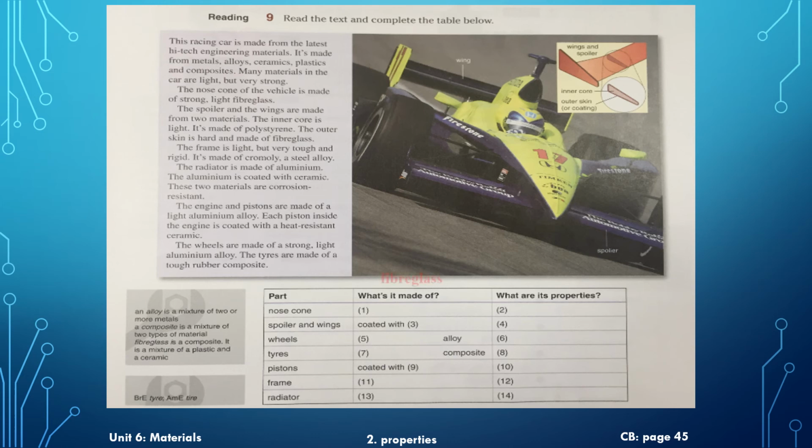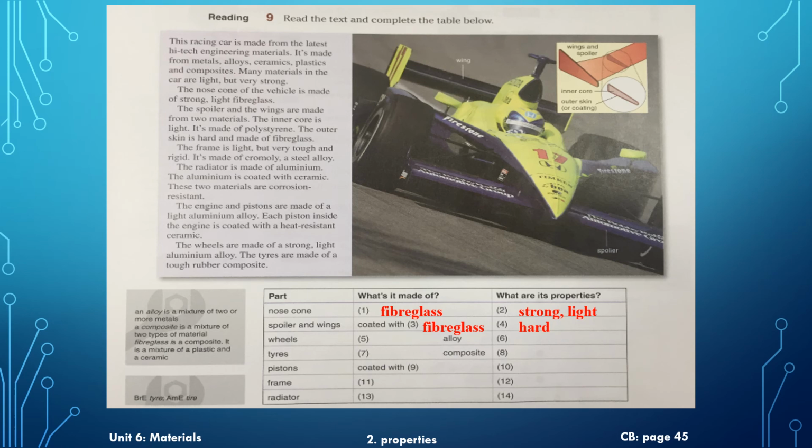So let's see. The nose cone is made of fiberglass, and this fiberglass is strong and light. The spoiler and wings are coated with fiberglass, which is hard. So now please take 5 minutes to try to answer and write the rest of the answers. Then come back to check the answers.